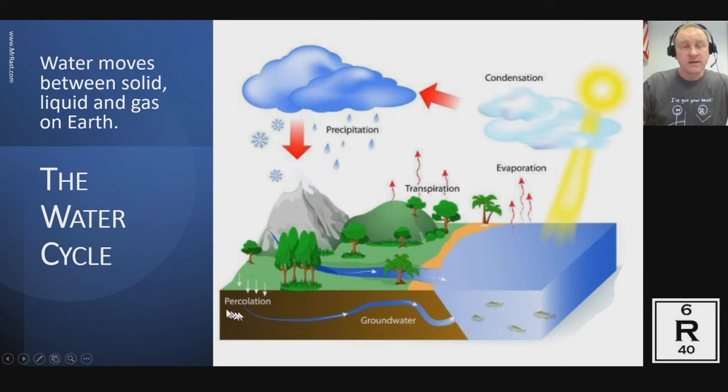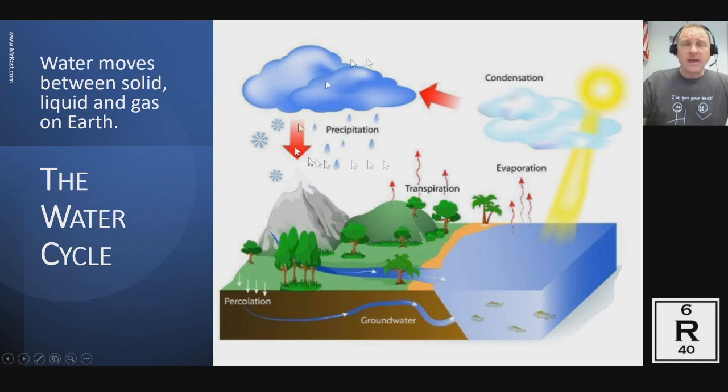Seeping into the ground is called percolation, and plants can then also pull water from the ground in something called transpiration. This is what happens when you have photosynthesis at the leaves. It's using the water up, and you have the water going up through the xylem and phloem in the trees or the plants themselves, through the roots all the way up. And as it pulls out, it's kind of like sucking on a straw, where it just pulls the water out of the ground as well, and then the water goes back into the atmosphere.